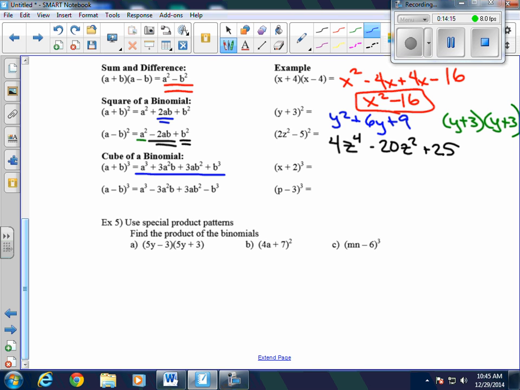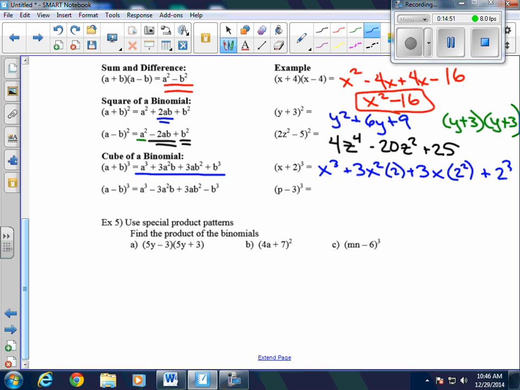Look at the first term, which is a. So in this case, it's x, so that's going to be x cubed. Then you're going to take plus 3 times a squared, well, that's the first term squared, times the second term, which is what we have there. And the third one, we're going to take 3 times the first term, which is x, times the second term squared, which is 2 squared, and then plus the last term cubed. Well, that's 2 cubed.